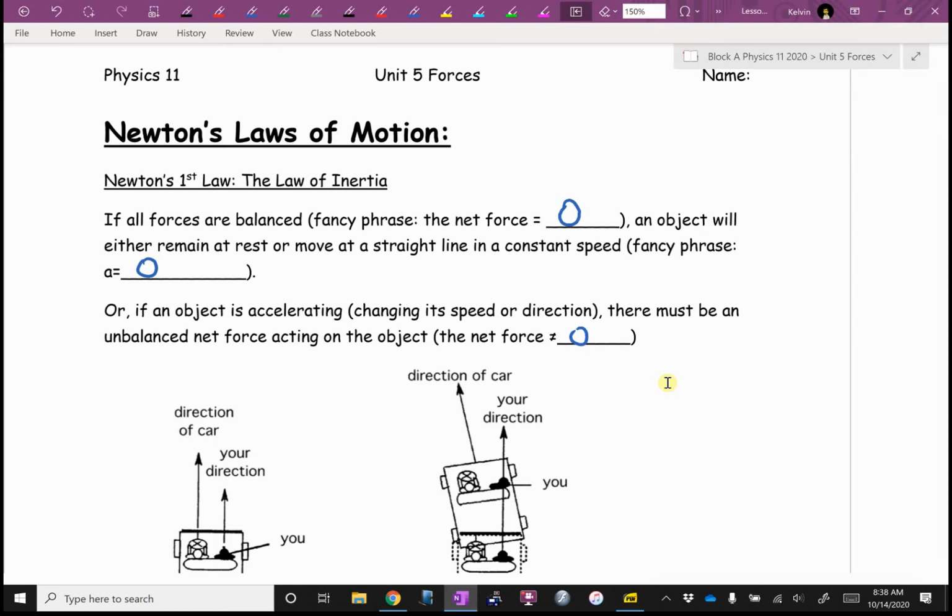Are you accelerating? There's an unbalanced force. You're not accelerating? Forces are balanced. But it also works backwards. Are forces balanced? You're not accelerating. Are forces unbalanced? You must be accelerating. We're going to use Newton's first law to often figure out forces that are missing when we analyze a situation.